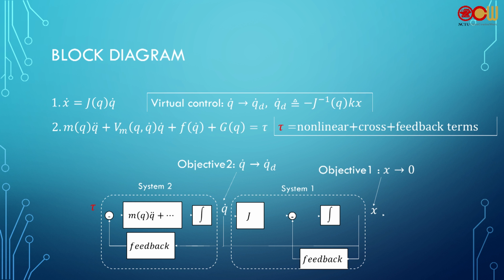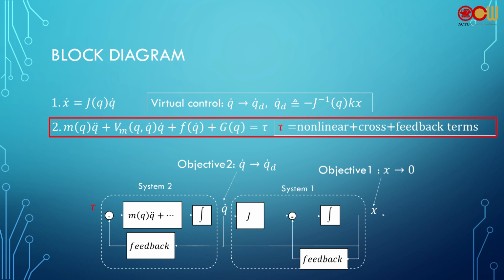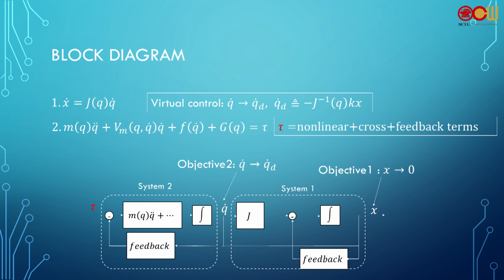And then we get to system 2. The control input is tau, which is the physical control input. In tau, you will expect to see nonlinear terms and cross-term feedback terms to make up the controller. The objective is to control Q dot to reach QD dot so that it can ensure system 1 achieves its objective, which is X goes to 0. So the control problem is to design tau to achieve Q dot tracking QD dot.